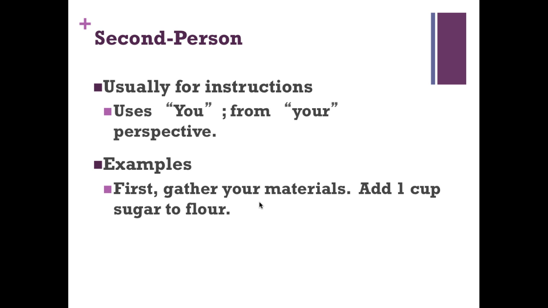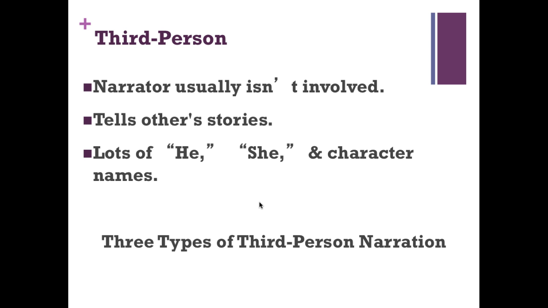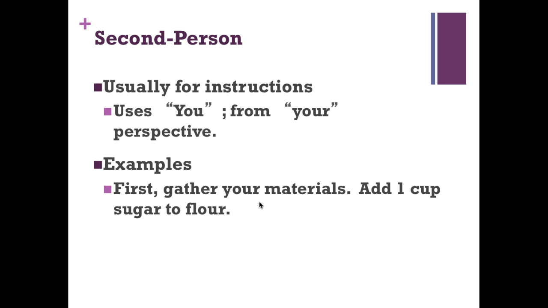Okay. Second person is usually for instructions. It uses you, and it's from your perspective. First, gather your materials. Add 1 cup of sugar to flour. And just to talk more about it, the only reason I would ever say doing it is like a choose your own adventure type of book. Like you're hanging out with friends, you're in the woods, there are 2 paths, which way do you go? Turn to page 4 for left, turn to page 8 for right. And then you can just keep moving through the story.